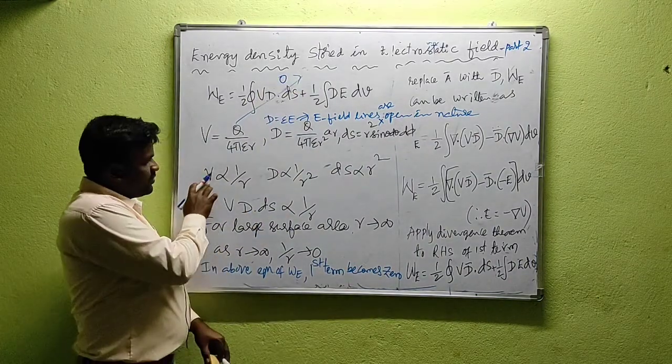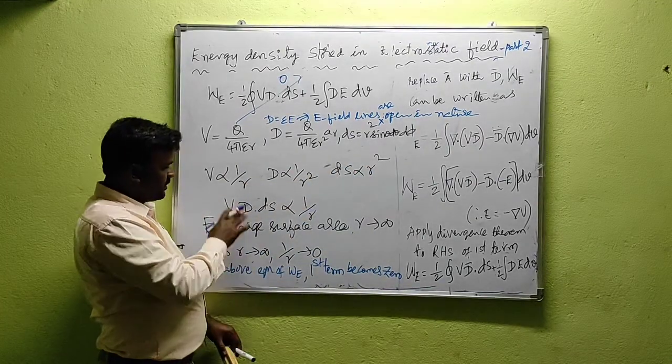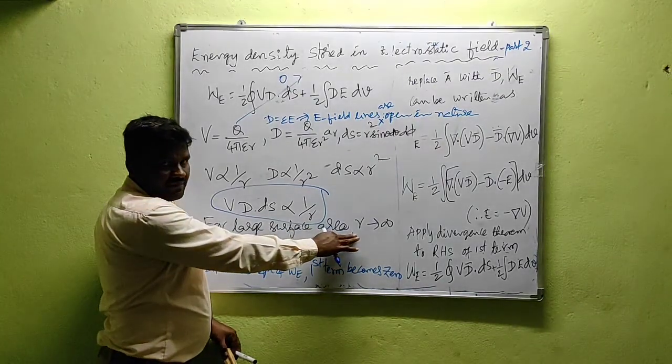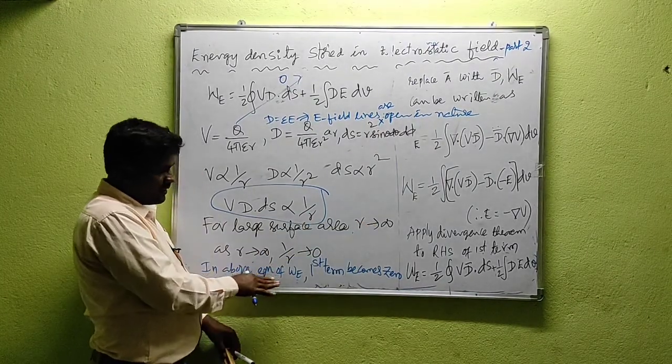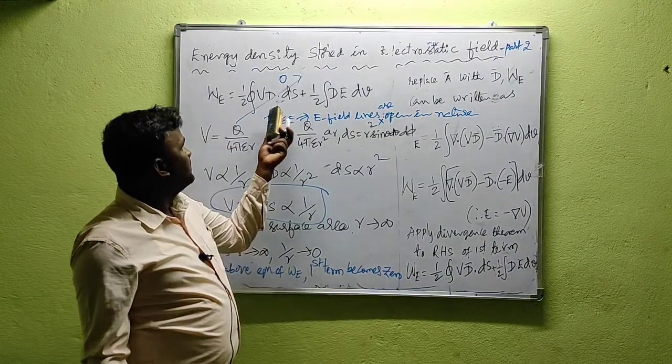Or else otherwise, V varies with 1 by r, D varies with 1 by r square, ds varies with r square. That means the entire term varies with 1 by r. For large surface area, r tends to infinity. So that's why 1 by r is tending to 0. Clear? So that's why this term becomes 0.